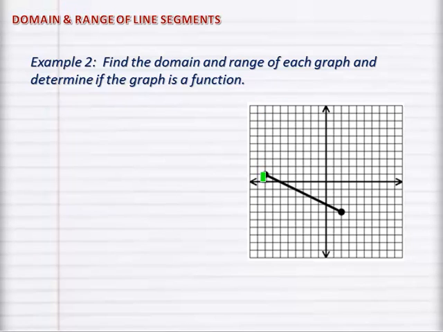You'll notice that it has an endpoint, another endpoint, and it's continuous with no breaks in it from one endpoint to the other endpoint. Now it doesn't have to have endpoints. It can go forever left or right or up or down, but in this case the ones we're going to look at today will have these endpoints.